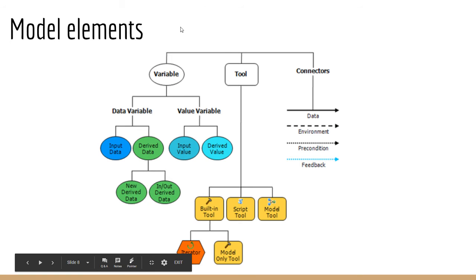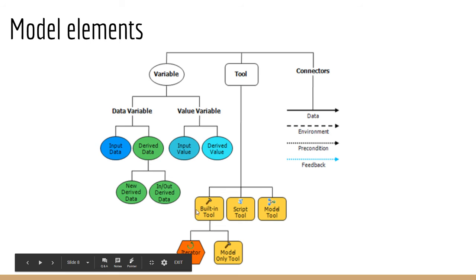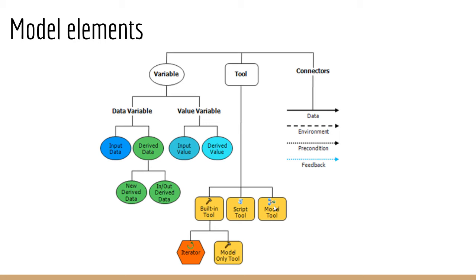Here's a little diagram that shows some of these. Your variables can be data variables and value variables, and they can either be input or derived. Your tools can be built-in tools to the software, and they can have things like iterators or model-only tools. Your tools can also be script tools, which are customized tools built by a user, or model tools, tools that are used in some other model and can be put into another model. And then you have connectors, and we'll get to the data and environment ones coming up. Precondition and feedback we don't use much in this class.